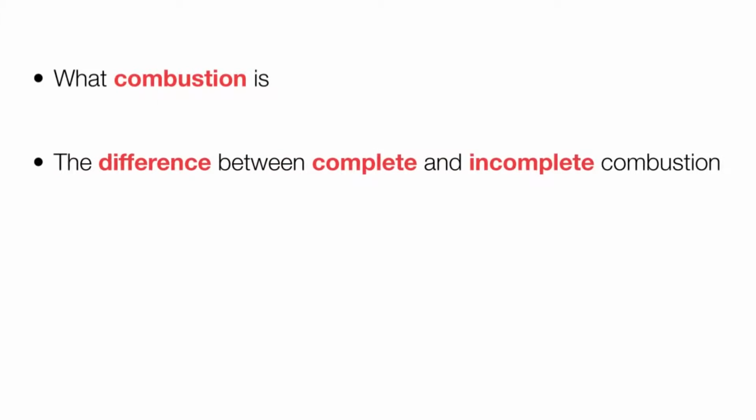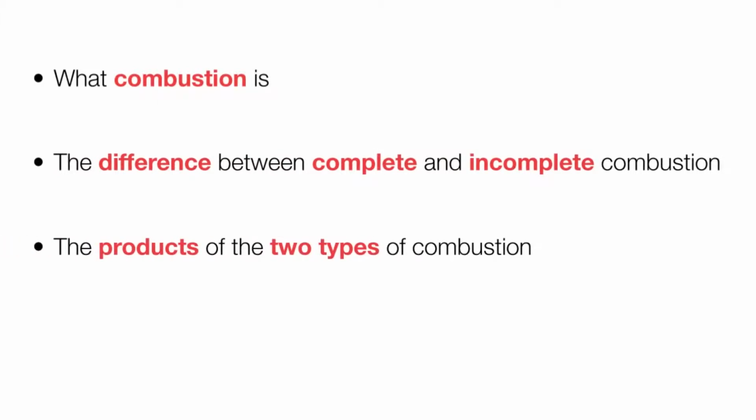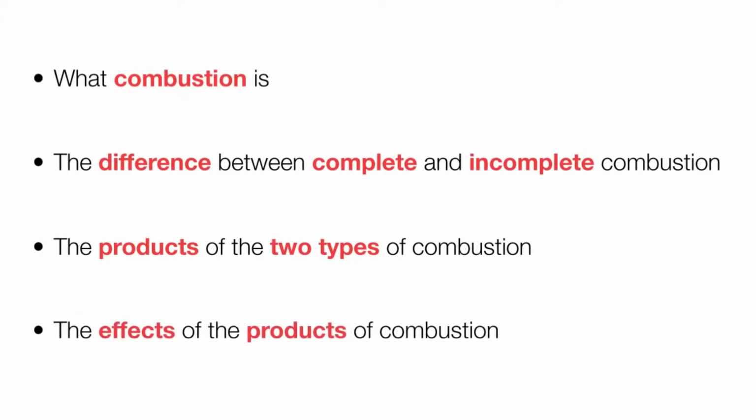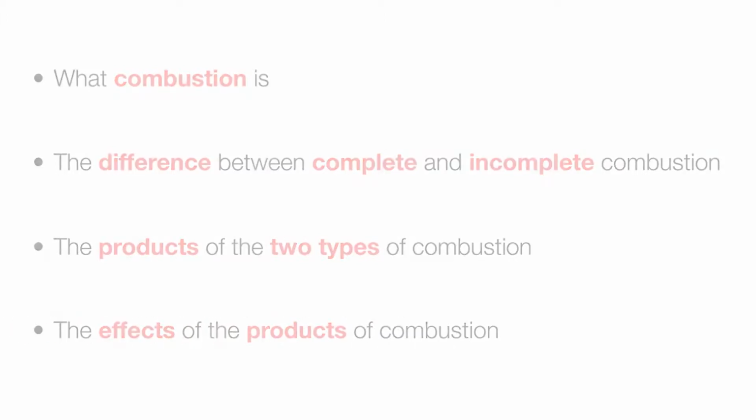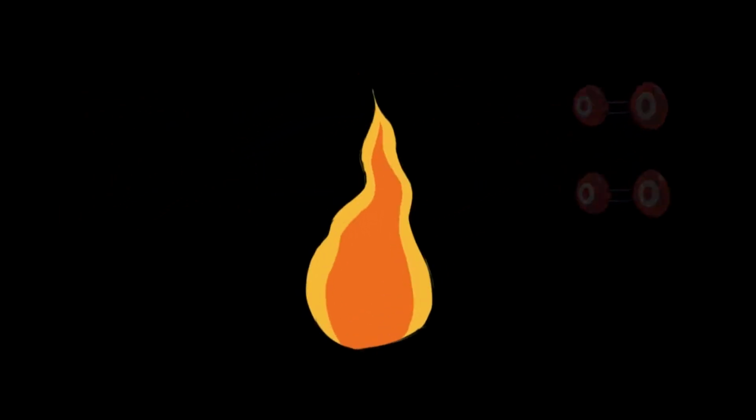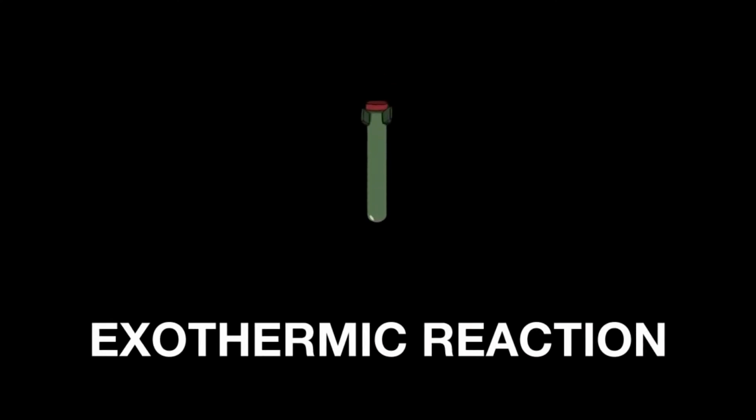In this video you are going to learn what combustion is, the difference between complete and incomplete combustion, the products of the two types of combustion, and the effects of the products of combustion. Combustion is burning, usually in air, which is all around us, or oxygen. It's an exothermic reaction, which means it gives out heat.